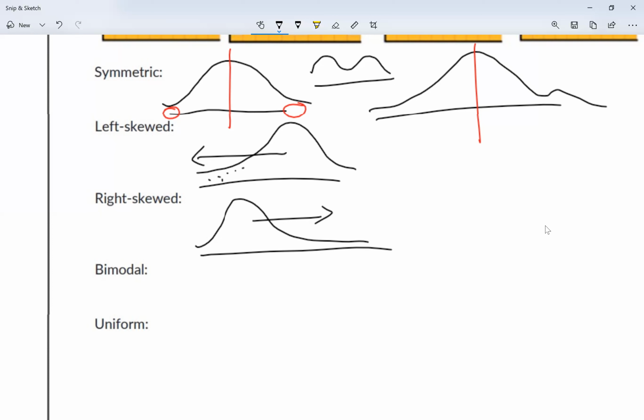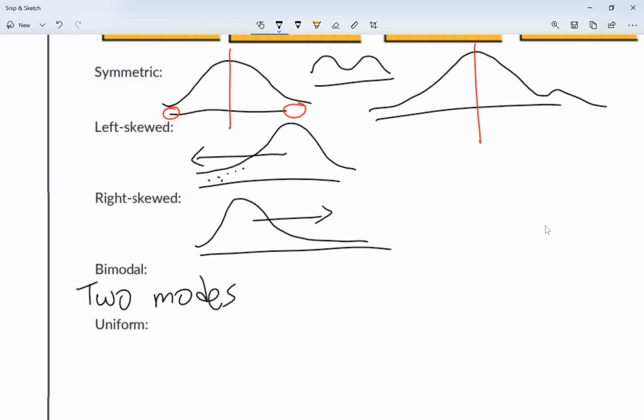Now, bimodal. You guys have heard of the word mode, right? Mode is the number that happens the most. It's basically the peak on our graph. Bi basically means two. So bimodal, I'm thinking two modes. So there's going to be two peaks on my graph. Each peak is a mode, the number that repeats the most. Bimodal, basically two modes, so my graph is going to have two peaks.